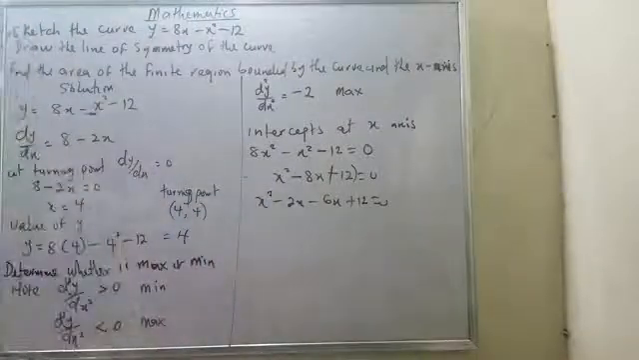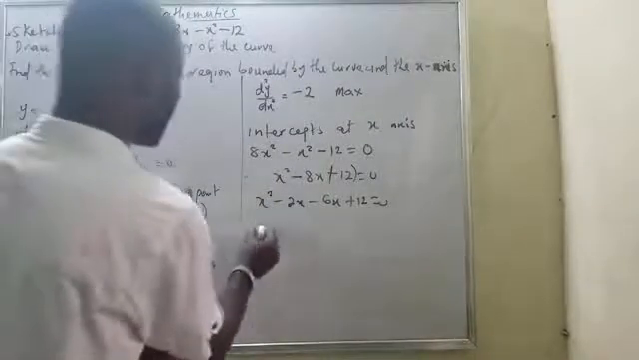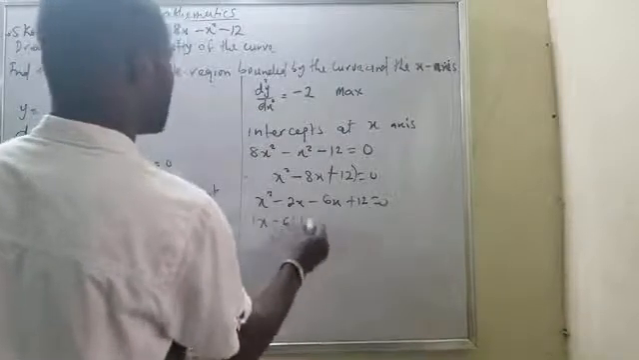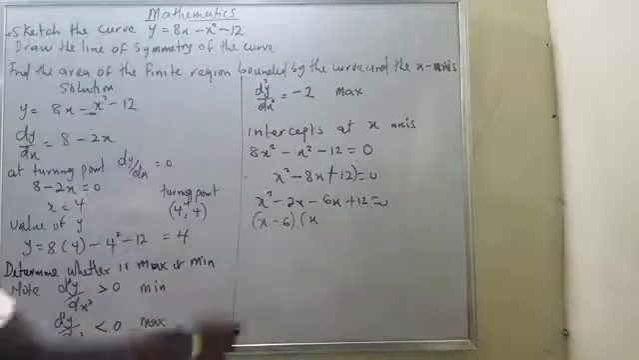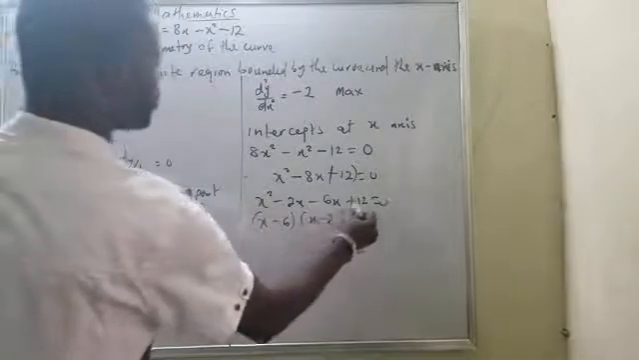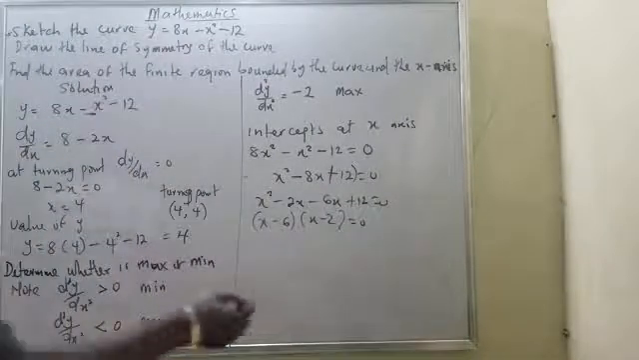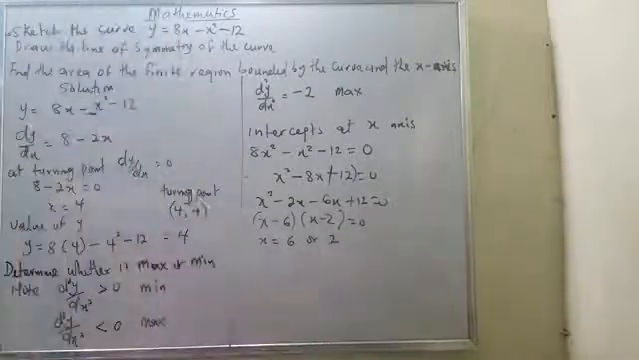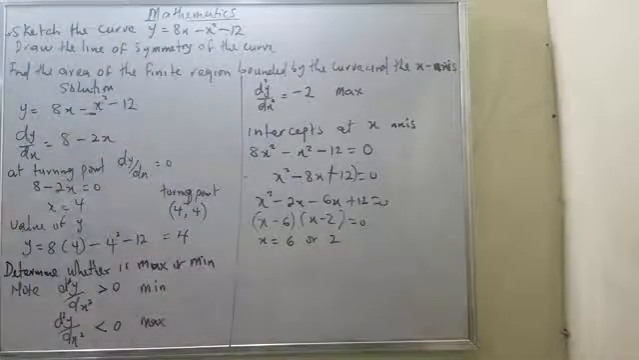It means I don't need to stress myself. (x minus 6)(x minus 2) equals 0. It means my x equals 6 or 2. Now, at this point, my x equals 6 or 2.